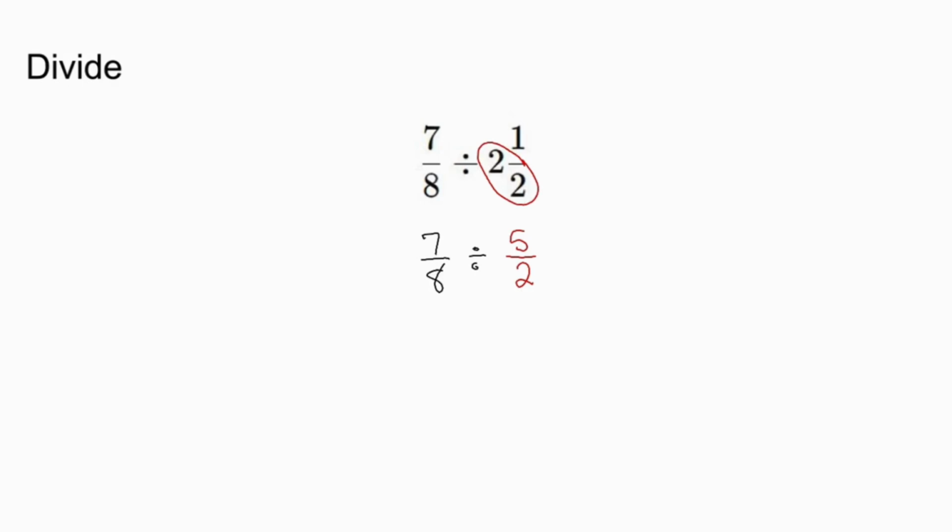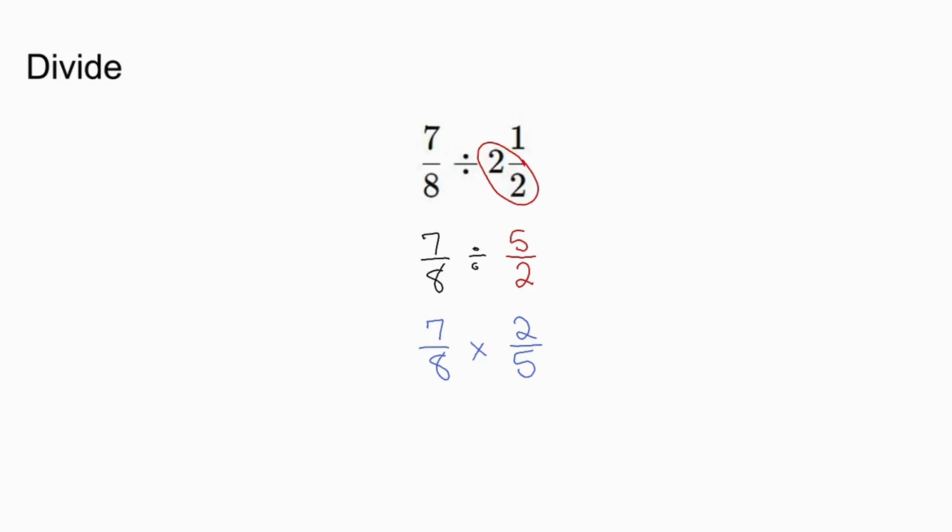Now we have a fraction divided by a fraction. Whenever you have a fraction divided by a fraction, you're going to use the rule keep, change, flip. What does that mean? That means you keep the first fraction, you change divided by into multiplication, and you flip 5 over 2 into 2 over 5.